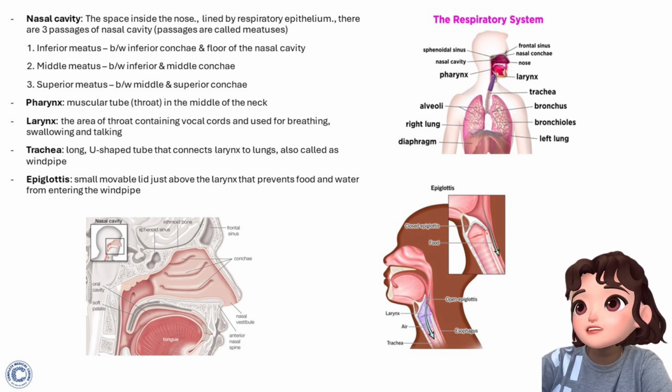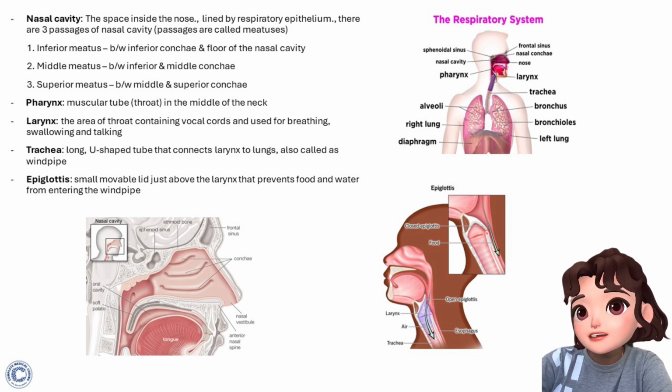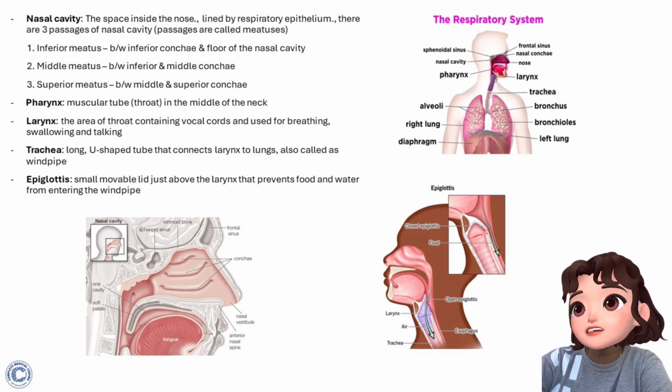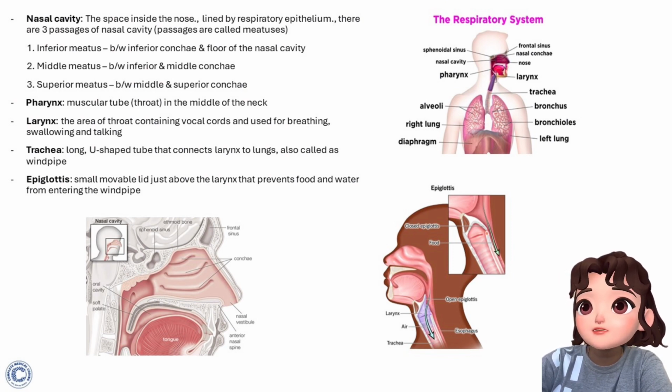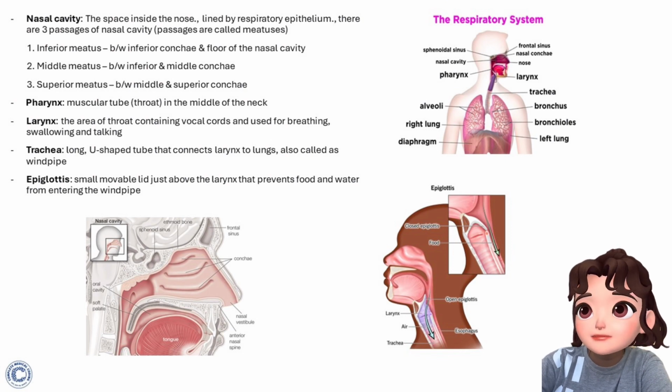You can just look at the picture of the respiratory system. There you can see the nasal cavity and the nasal concha, and the three different nasal passages. Then it ends up in the pharynx. The pharynx is a muscular tube, which is the throat in the middle of the neck. Then comes the larynx, the area of the throat containing the vocal cords, used for breathing, swallowing and talking. Trachea is a long U-shaped tube that connects the larynx to the lungs. The trachea is also called the windpipe.